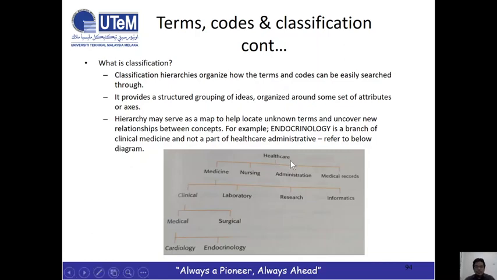So this structure is designed especially to make it easy for coding, to get the code, design the code, and also the term to be used.